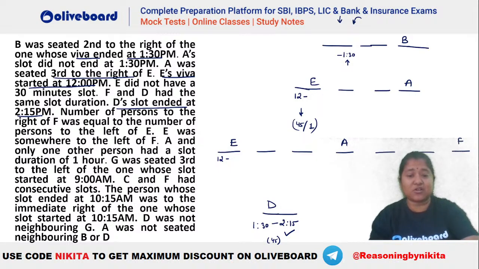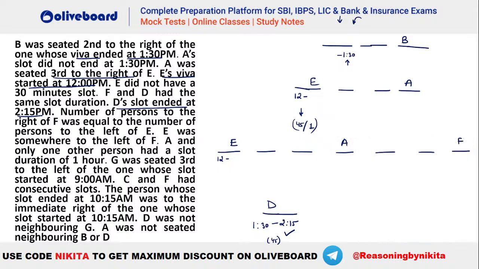Similarly, other cases are also there. So you can see this is the first case that we can have. The number of persons to the right of F is 0, and the number of persons to the left of E is also 0. Let's try another case. 1, 2, 3, 4, 5, 6 and 7. Let's say we take E here. So we will have A here and F here, right? This is another possibility that we can have, 12 to something, isn't it? So you can see this also is done.